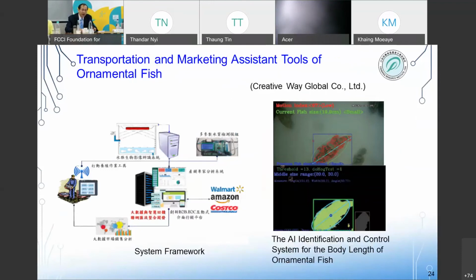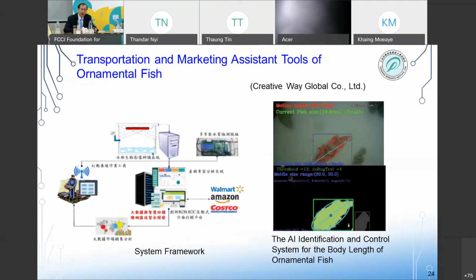Besides the economic aquaculture fish, the freshwater, seawater, and cage culture, we also have ornamental fish. And this is a case for how smart aquaculture is applied in ornamental fish. This is for transportation and marketing assistant tools of ornamental fish.